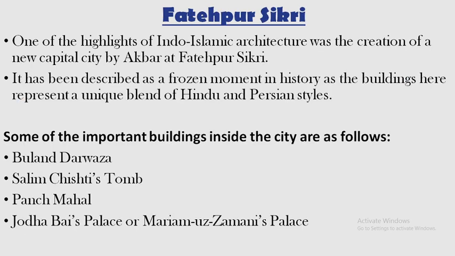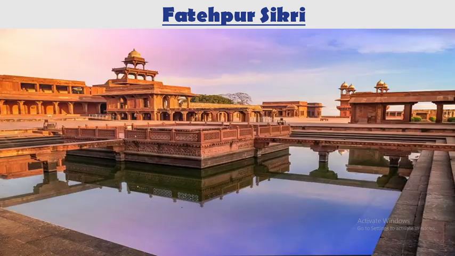One of the highlights of Indo Islamic architecture was the creation of a new capital by Akbar at Fatehpur Sikri. It has been described as a frozen moment in history as the buildings here represent a unique blend of Hindu and Persian styles. Some of the important buildings inside the city are as follows: Buland Darwaza, Salim Shishti's tomb, Panch Mahal, Jodhabai's palace, or Maryam uz Zamani's palace. So this is Fatehpur Sikri.